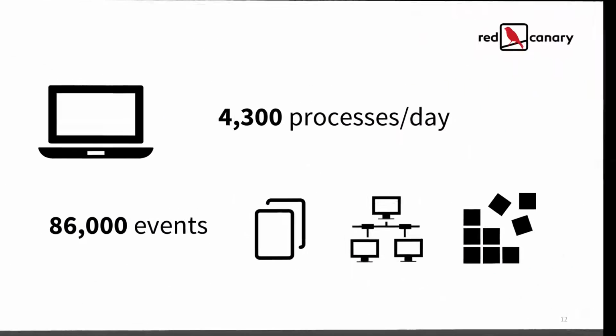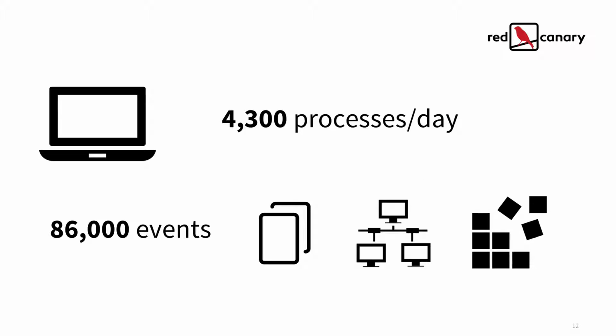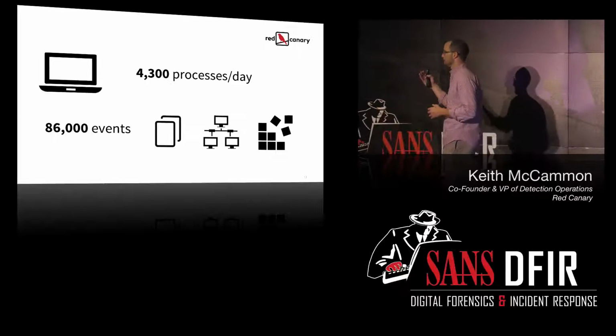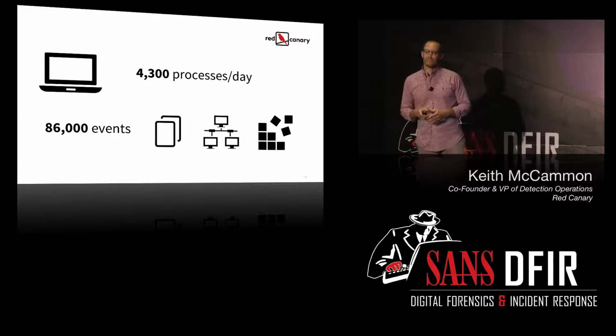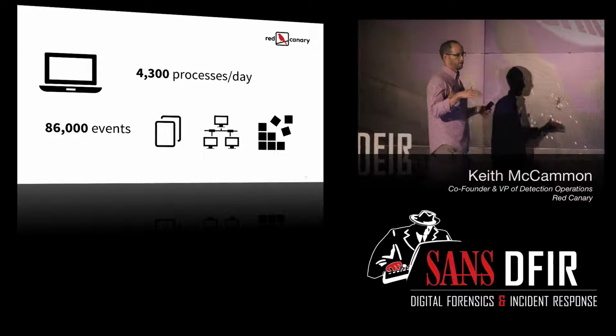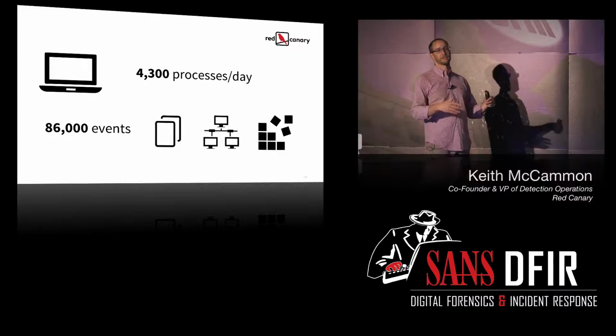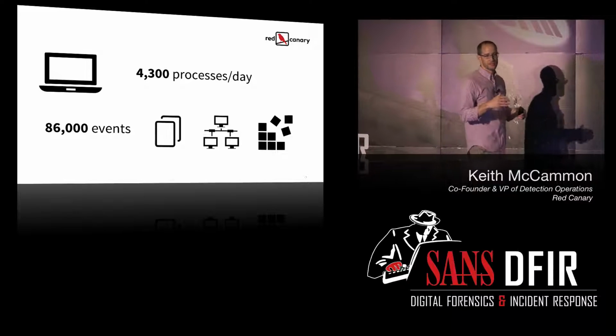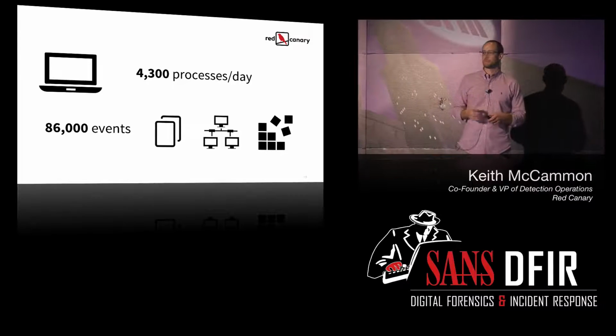So what does that collection look like? On average, we see around 4,300 processes on one endpoint in a day, right? And that converts into about 86,000 events. 86,000 is probably a conservative number. So we'll stop here for a second and explain exactly what I mean when I say endpoint telemetry, and what exactly an event constitutes.